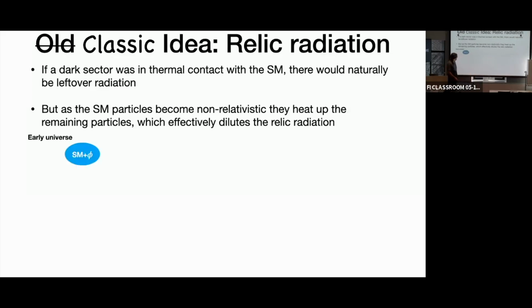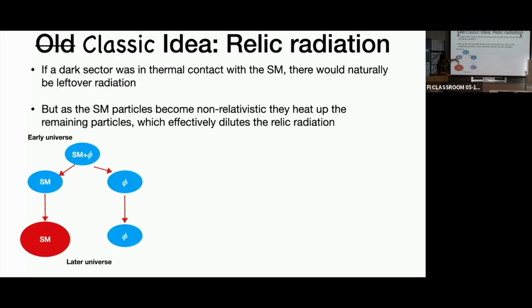So you can think about this schematically. You start with some sort of unified sector of standard model plus this particle phi. You split it at some point into two sectors. Then as the standard model cools down and this sector cools down, all the many degrees of freedom that you start with at high temperatures get dumped into the light degrees of freedom, heating them up. And so this sector ends up being much hotter than this sector. And so this looks like a very, very small amount of radiation left over compared to the standard model.